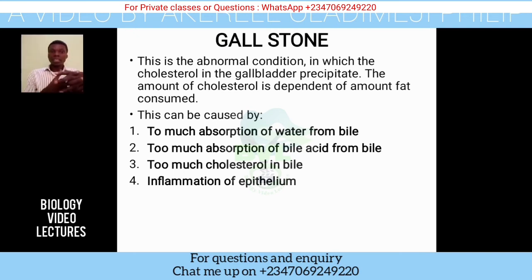All right. Then too much absorption of bile acid from the bile can also lead to gallstone. And too much cholesterol in bile, like I said, if you eat too much fat, and inflammation of the epithelium of the gallbladder. Now, when the epithelium of the gallbladder becomes inflamed, absorption in and out becomes affected, and that can lead to precipitation of the cholesterol. All right.